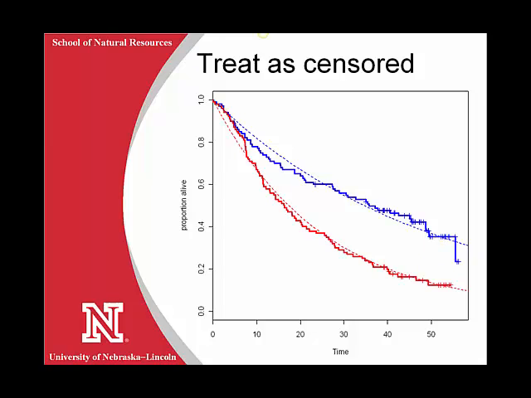So we'll come back to how we're going to go about doing that later on. But essentially it means we don't discard the information on those individuals that are lost to the study.